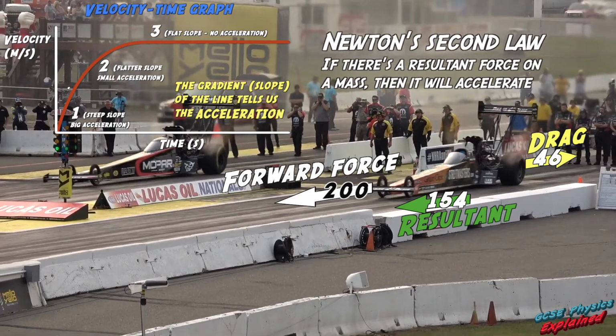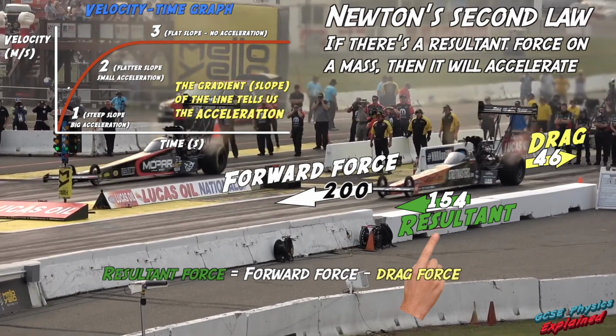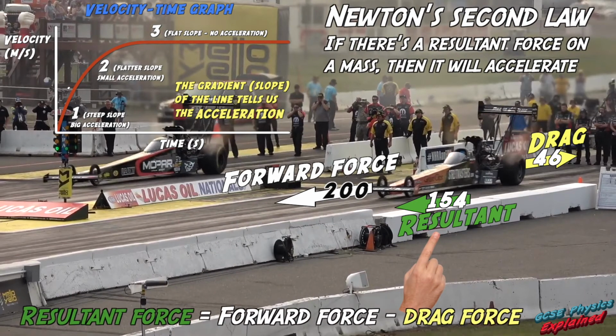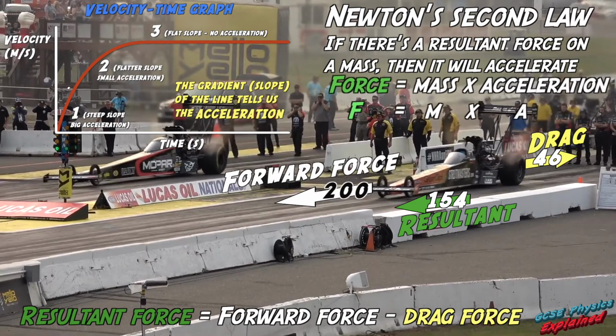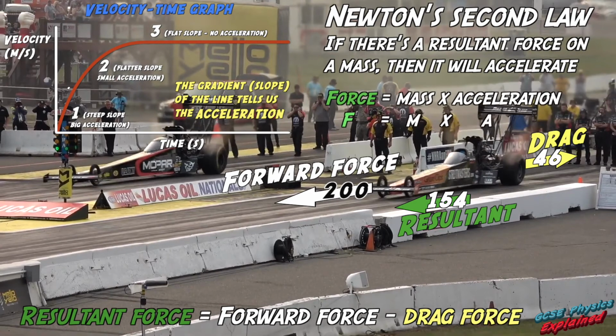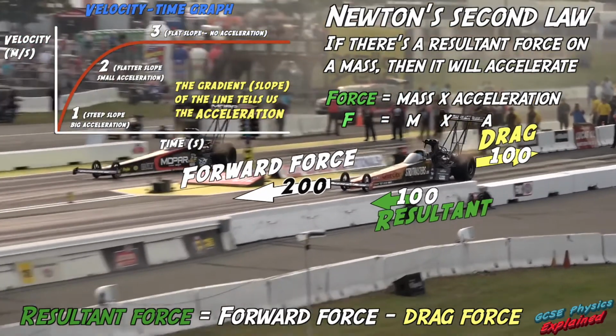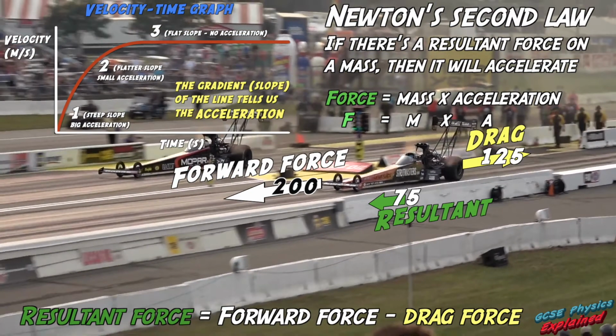Newton's second law states, if there's a resultant force on a mass, then it will accelerate. F equals m times a. Since the car has a big resultant force forwards, this causes a big acceleration, as shown by a steep slope on the velocity time graph at position 1.